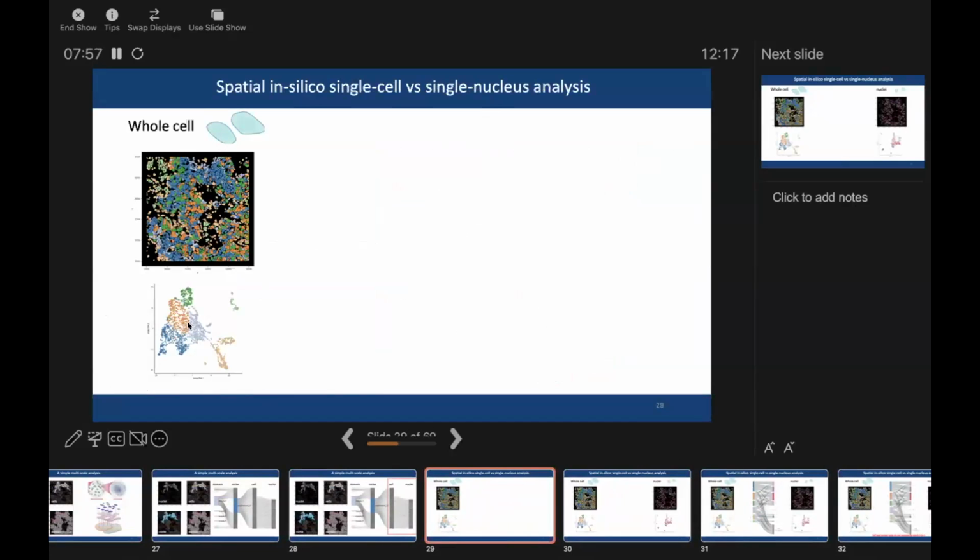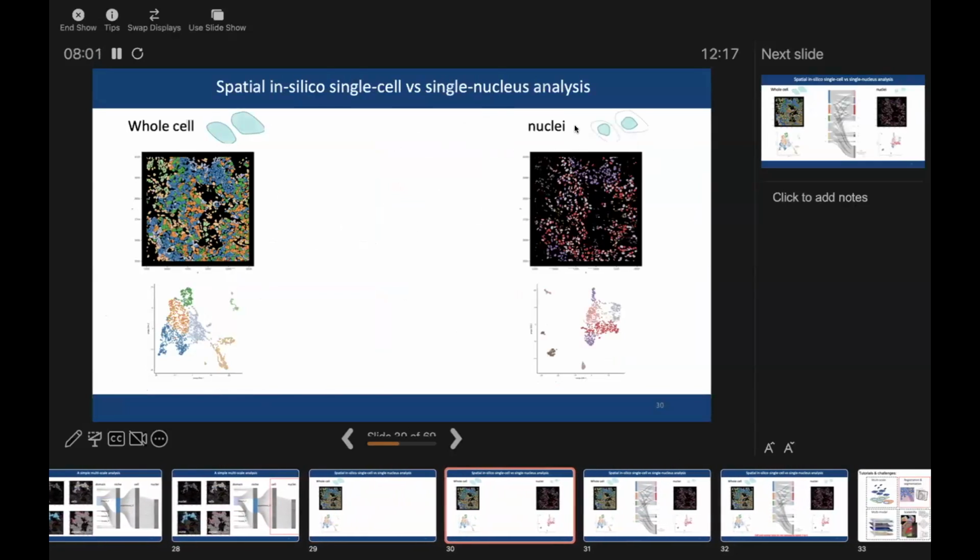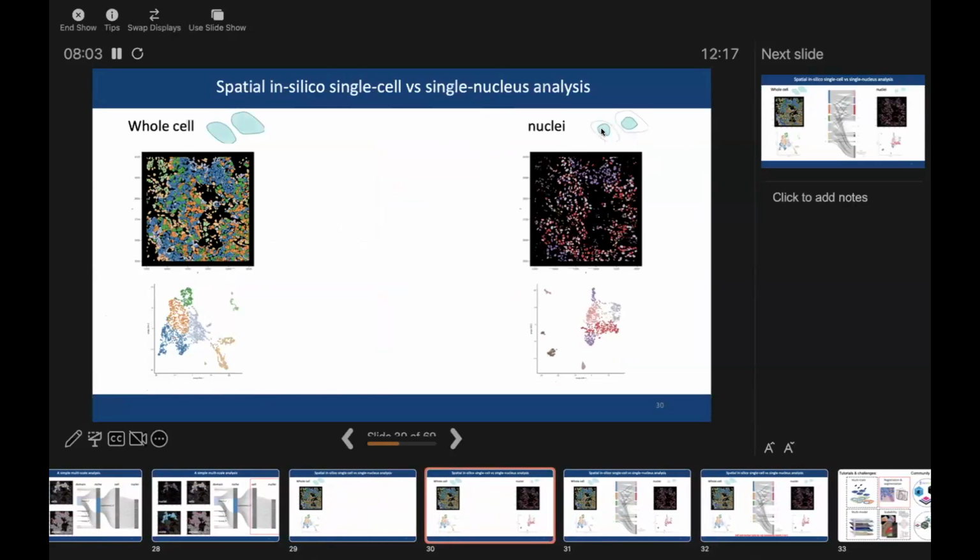You can cluster that, you can identify the different cell types that are available. Now, you could do exactly the same thing with the nuclei only and assign the transcripts to the nucleus. And in this way, what you're doing is a spatial in silico single cell RNA-seq versus single nuclei RNA-seq.